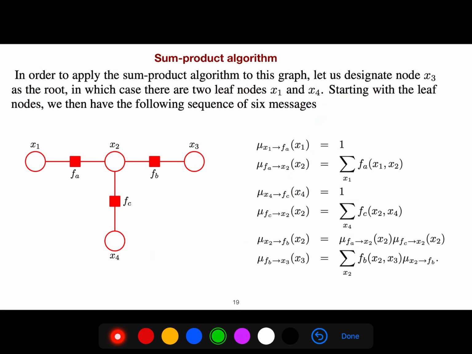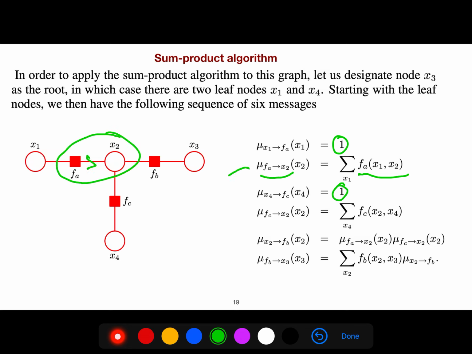So in the sum product, as I said, because x1 is a leaf, we put 1. Because x4 is a leaf, we put 1. That's it, these are the leaves. And now we go to factors. Because now FA is the factor between x1 and x2, we sum over x1. We are passing the message from FA to x2.